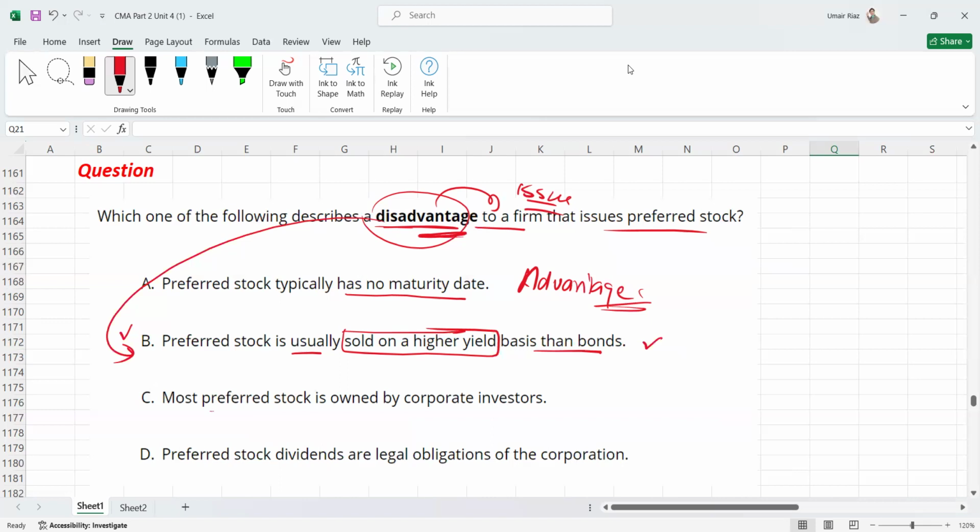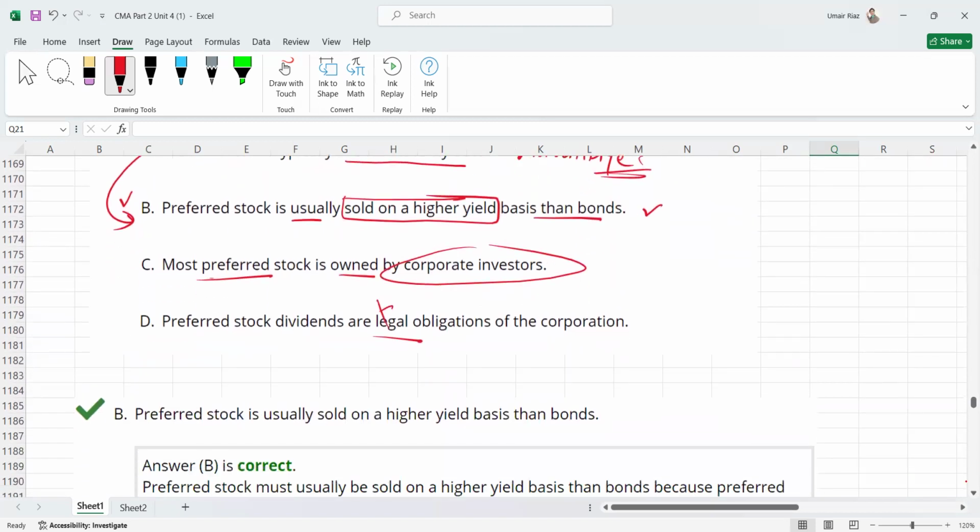Then next, most preferred stock is owned by corporate investors. It is not an advantage or disadvantage. So anyone can buy. Then preferred stock dividends are a legal obligation. No, it's not a legal obligation unless it is declared. I told you at the start, right? I told you no dividend, even on cumulative preferred stocks, is legal. Even if preferred stocks are cumulative, still it is not a legal obligation of the corporation until they are declared. So the option is the B option, right? Not the D, not the C.